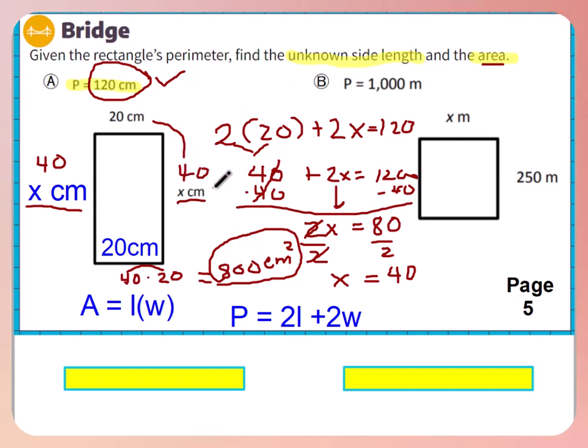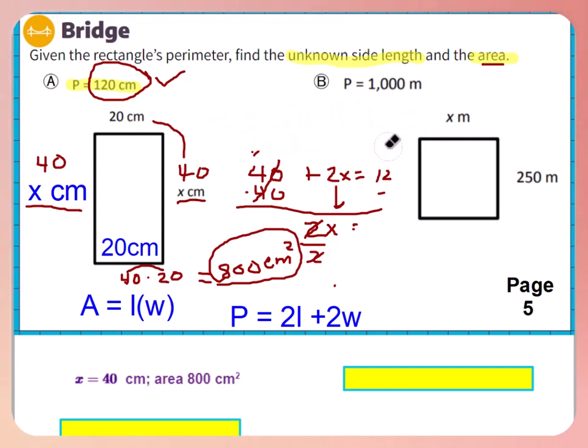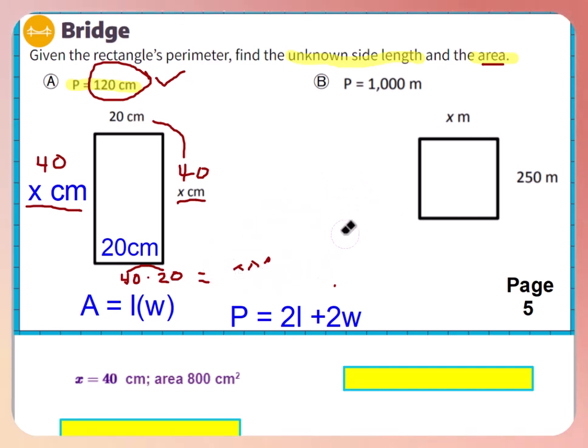Okay, the unknown side is 40. So there were two parts to that problem. Let's see if we got that right. X is equal to 40, area is equal to 800 square centimeters. All right, let's erase some of this and let's look at the picture that looks like a square. We don't know for certain that it's a square. So let's just not assume it's a square until we find out for sure.